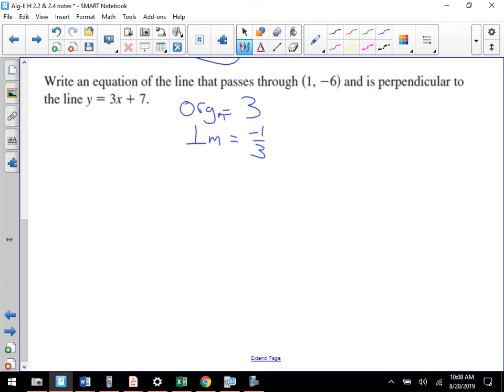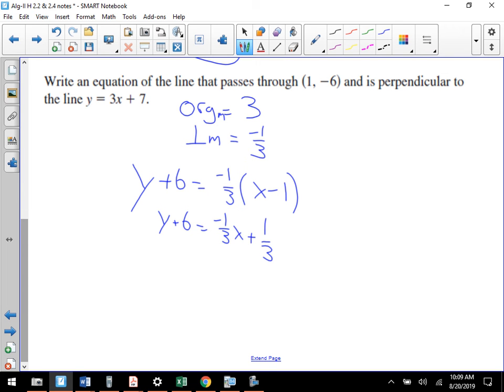And then I'm going to use point-slope form again. I've got my slope and I've got my point. So I start using y minus a negative 6, so it's plus 6, is negative 1/3 x minus 1. So y plus 6 is negative 1/3 x plus 1/3. Now I have to move that. Oh, it's plus 6. Sorry. Thank you. I was thinking ahead of myself.